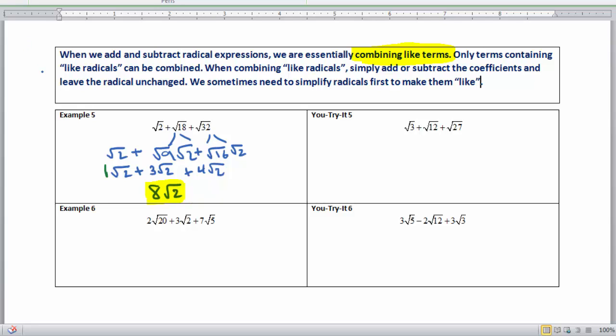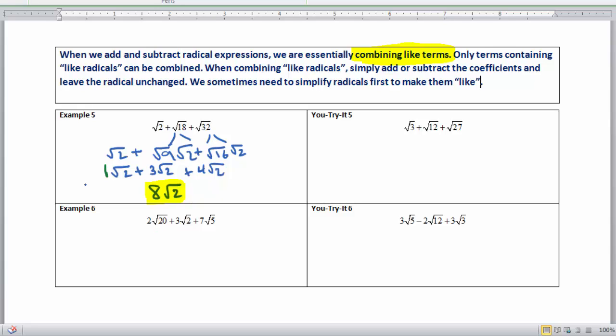All right, now at number 6, we can see that we have a 3 square root of 2 and 7 square root of 5, which are not going to be able to be broken down any further. And they're not like, so we know not all of these are going to combine already. But now the square root of 20 can be broken down.